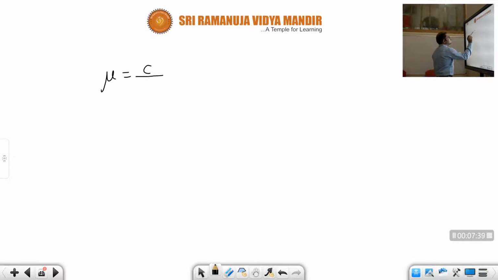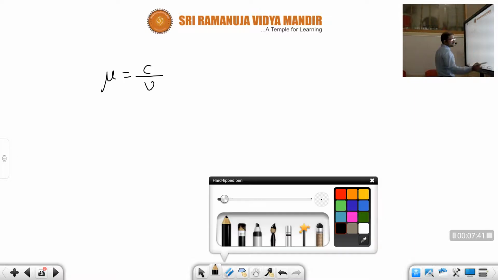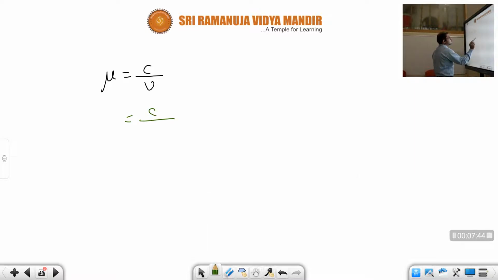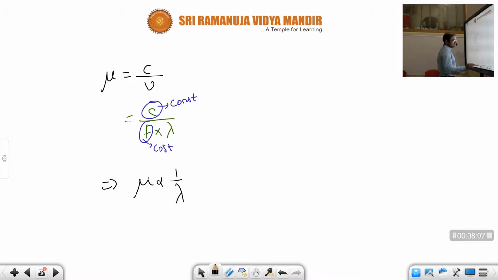Mu is equal to C by V. Instead of V, what we can write, children? C by frequency into wavelength. Children, see here, speed of light is constant, frequency is constant. So further what we can write here? Mu is inversely proportional to lambda. Refractive index mu is inversely proportional to what? Wavelength of light, lambda.